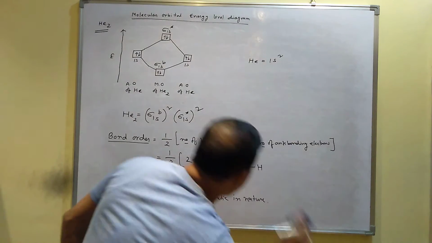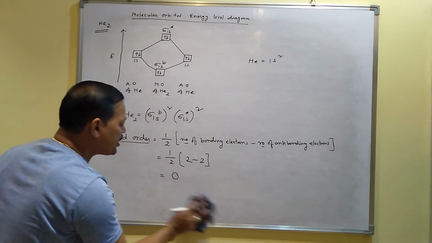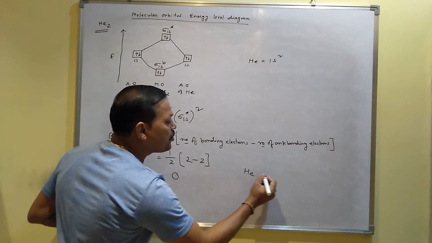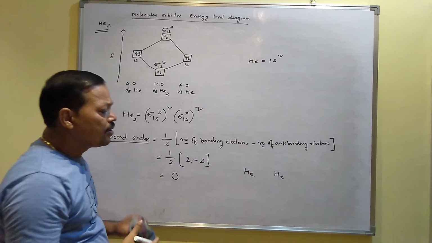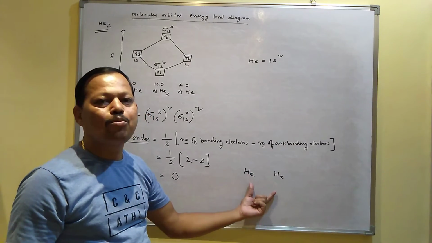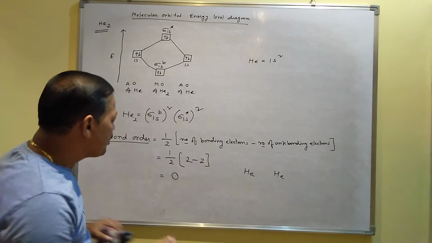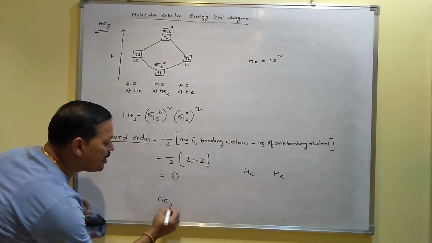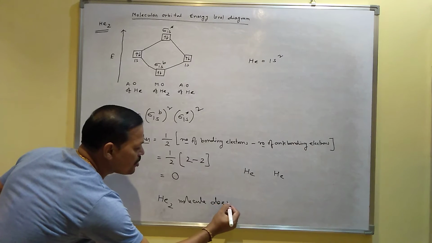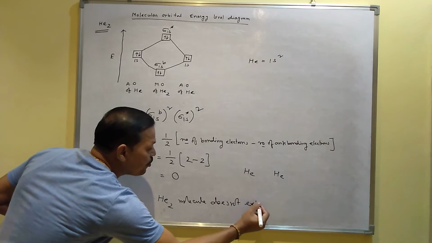Here what bond order have you got? Bond order 0. Bond order 0 means there is no bond between helium and helium. Since there is no bond between the helium atoms, that means the molecule does not exist, and that is why the helium molecule never exists. The helium molecule does not exist because the bond order is 0.